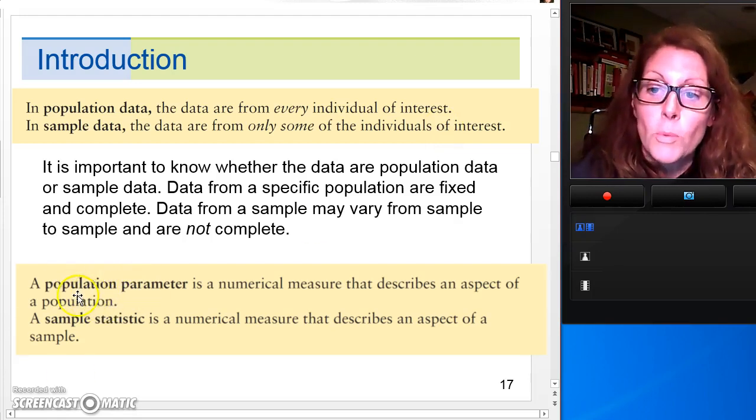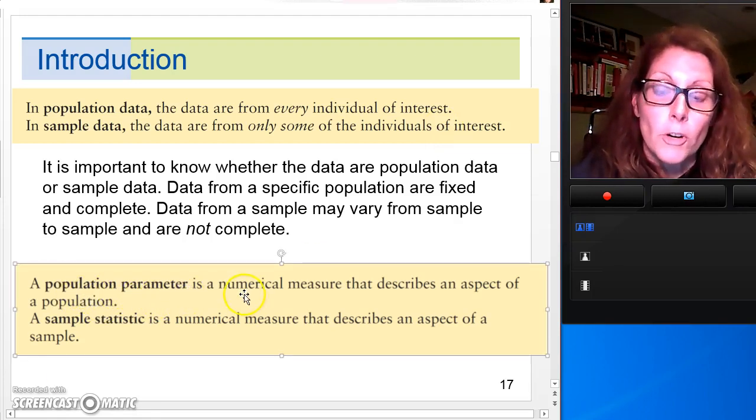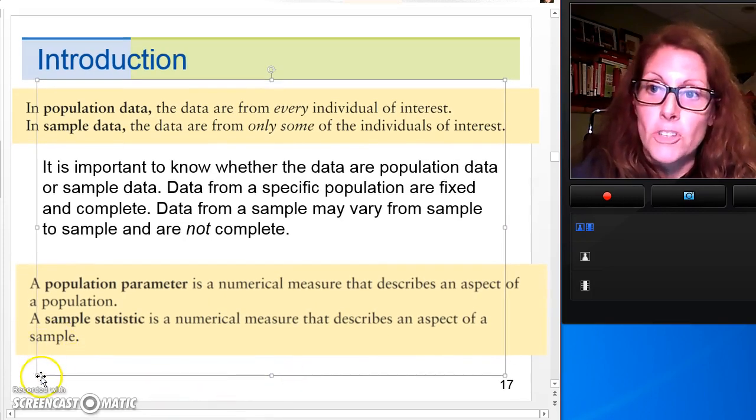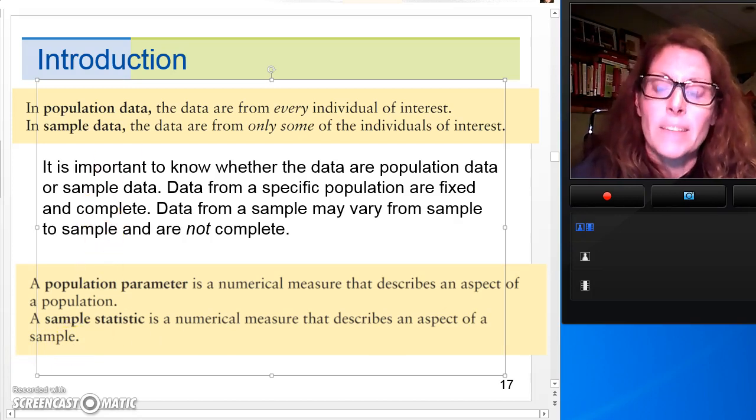Down at the bottom here, we see that a population parameter would be a numerical measure that describes an aspect of the population, while a sample statistic is a numerical measure that describes an aspect of a sample. Okay, so let's give some examples here.